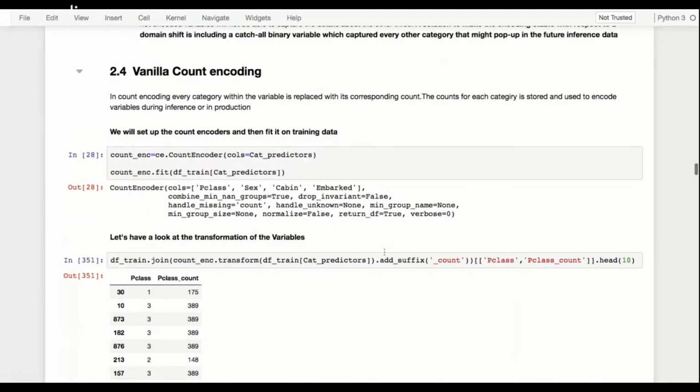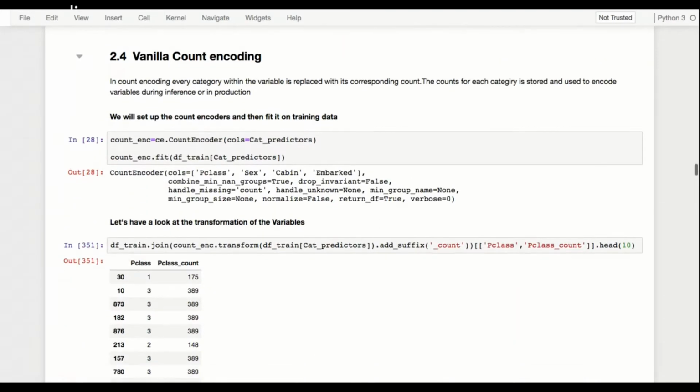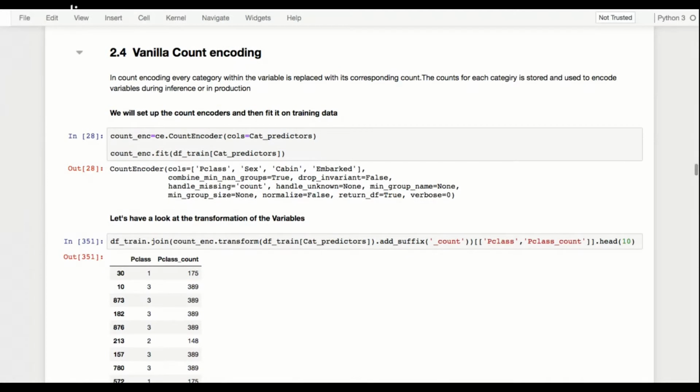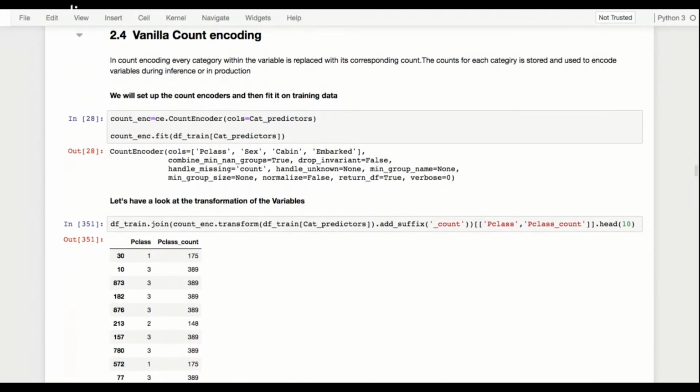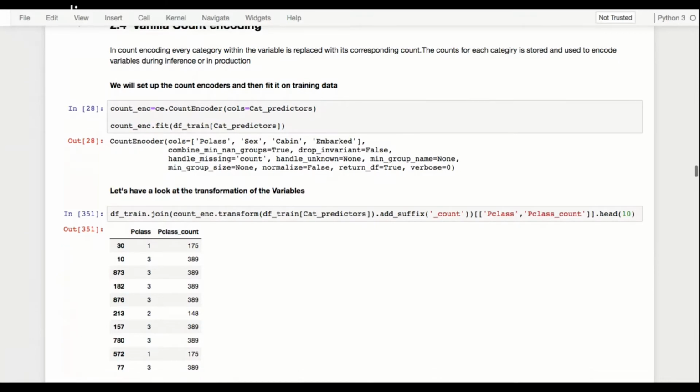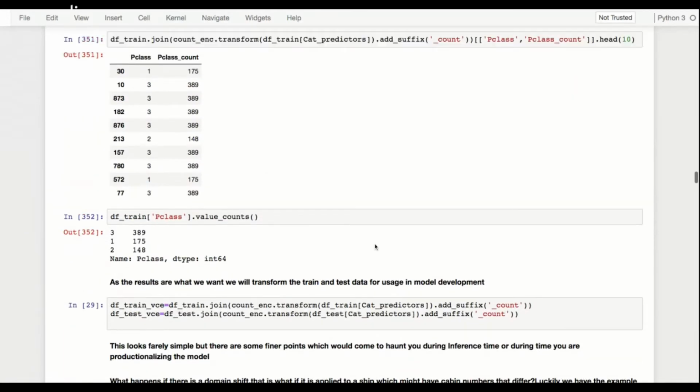Moving forward, let's look at vanilla count encoding. With vanilla count encoding, you use the counts of each of the different categories within a variable to encode the corresponding variable. Let's look at an example. Another variable in there is passenger class, the class that the passenger traveled in. In the training dataset, these are the corresponding counts of each of the different classes. We just replace the corresponding categories within this variable by the corresponding counts. As simple as that. That is what we do.